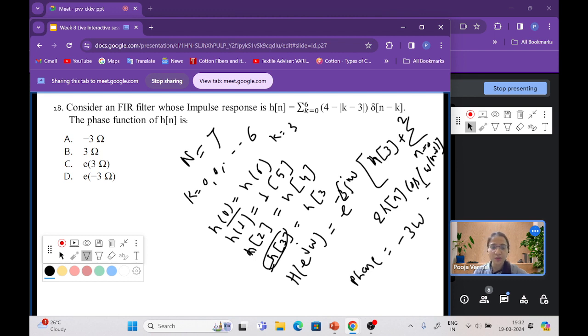Okay, so first we just need to put the values of k equal to 0 to 6, and from there we see that h of 0 is equal to h of 6, h of 1 is equal to h of 5, h of 2 is equal to h of 4, and h of 3 is only left. So we take out that part, n varies from 0 to 2, h of 3 is common, and we write it in terms of h of n and cos omega n minus 3. Okay, so from here you can get the phase, that is minus 3 omega. Okay, have you got it? Yeah.